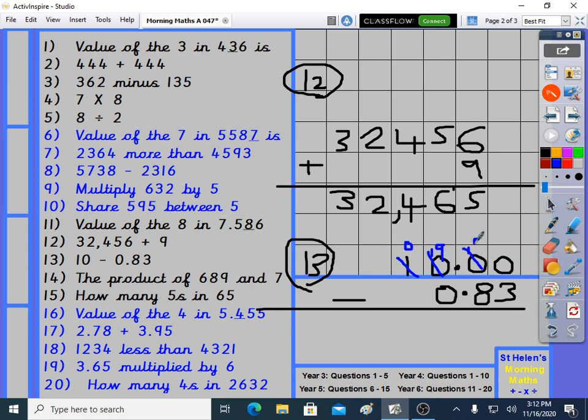You've been doing this helping or borrowing since year 3, haven't you? 10 take away 3 is 7. 9 take away 8 is 1. Don't forget the decimal point. This 9 is very important. It's worth 9 units. And that's it.